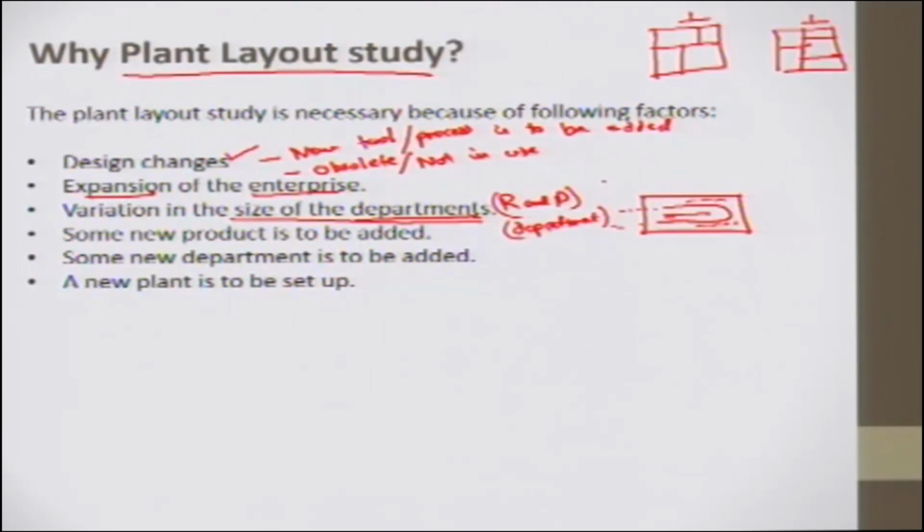And if some new product is to be added into the line, that might also need a change in the plant layout. Some new department is to be added sometimes, and even if a new plant is to be set up, the plant layout has to be studied.